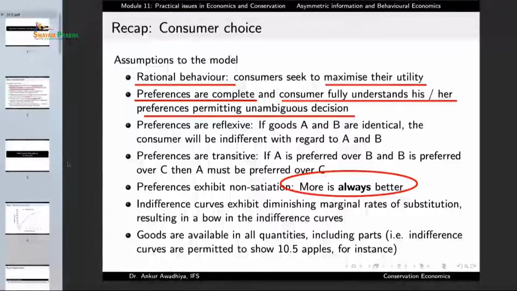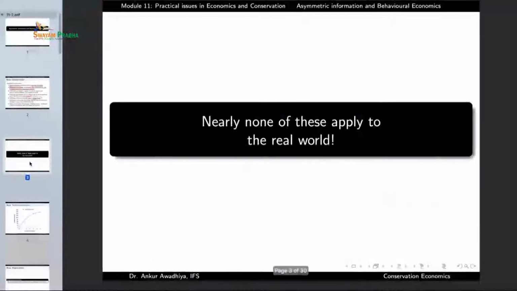Then we also said that indifference curves exhibit diminishing marginal rates of substitution, resulting in a bow. This is generally true, but the assumption that goods are available in all quantities, including parts, is not always true. But the bottom line is, most of these assumptions do not apply in the real world. So how do people make decisions in the real world is the next question.